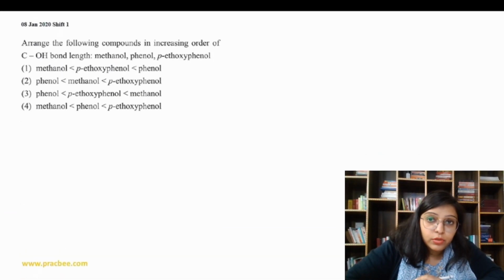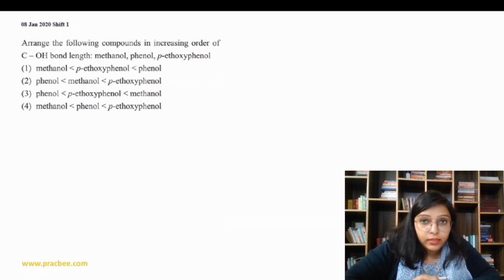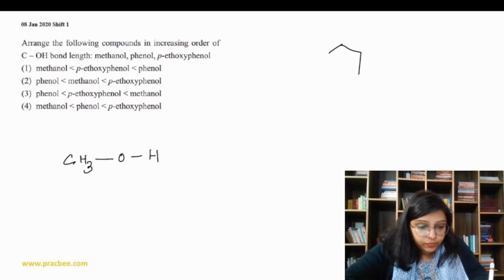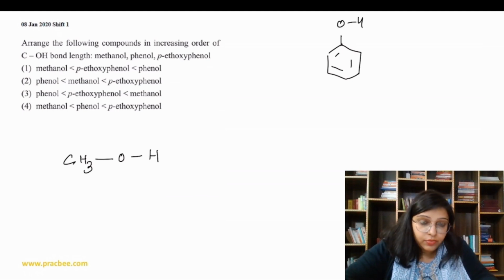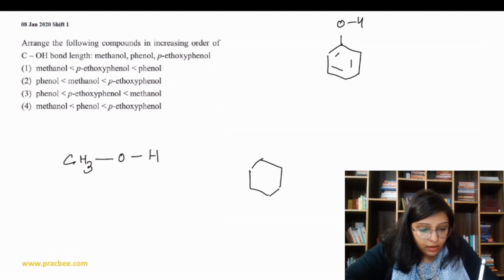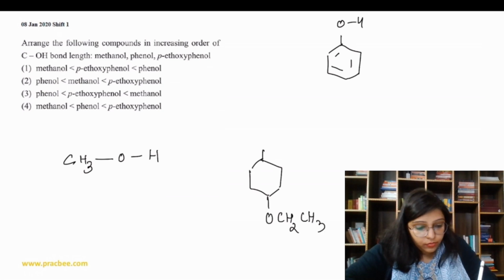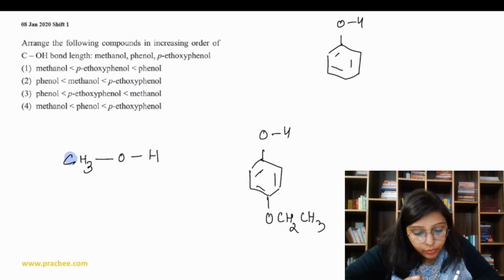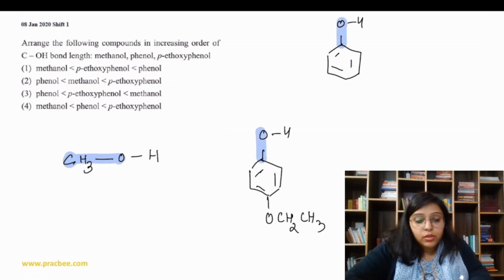Arrange the following compounds in increasing order of C-OH bond length. We have CH3OH, then we have phenol, and then we have para-ethoxyphenol, para-ethoxy CH2CH3 phenol. And we have to find out the bond length order of the C-OH bond. It means we have to find out the bond length of C-O. This bond length we have to find out. So see how to find out.